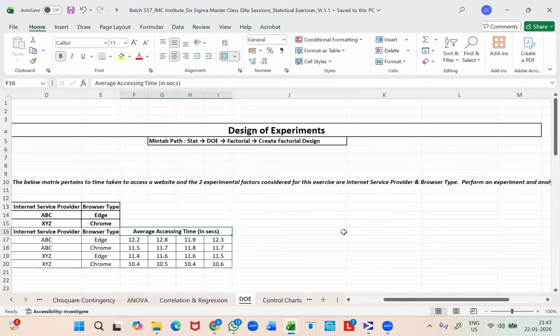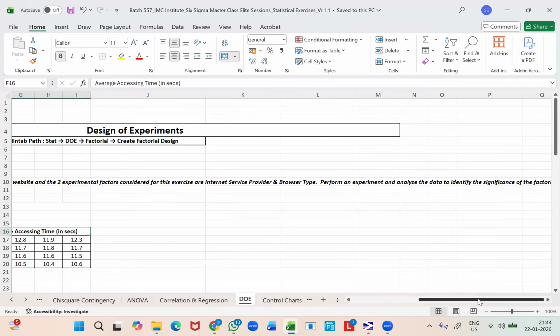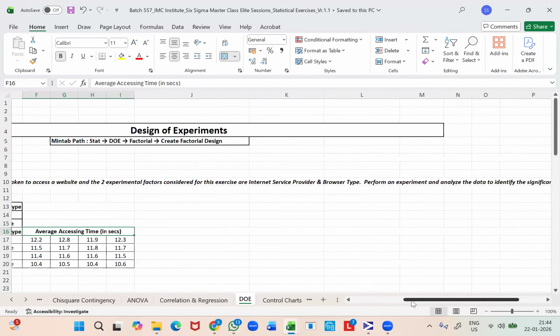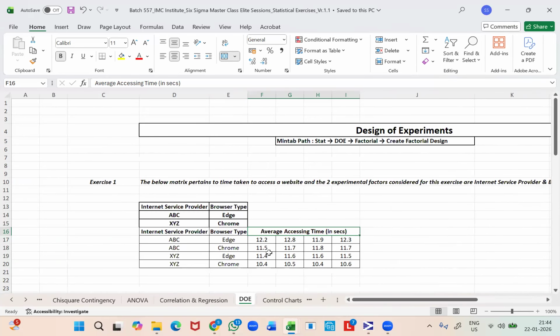So when you click on a web link or a website, how fast you will be able to access that website. So what would be the impactful factors? The impactful factors could be the internet service provider and the browser type, right? So these two have been considered as the experimental factors for conducting the experiment. So perform an experiment and analyze the data to identify the significance of the factorial effects, right? So the experiment has already been conducted and we have the data for each of the treatment combinations provided here.